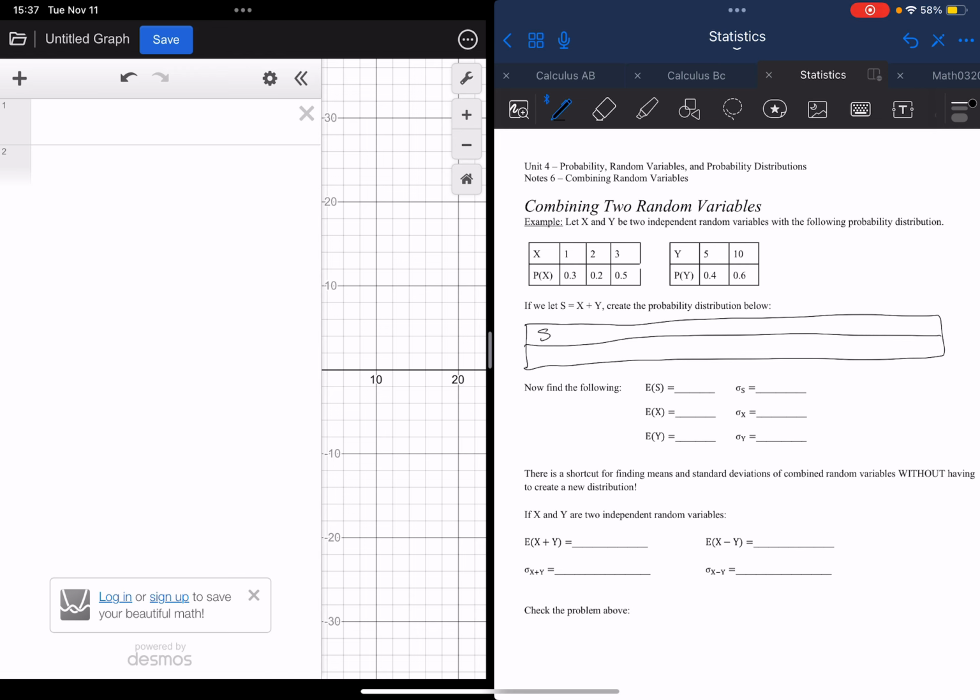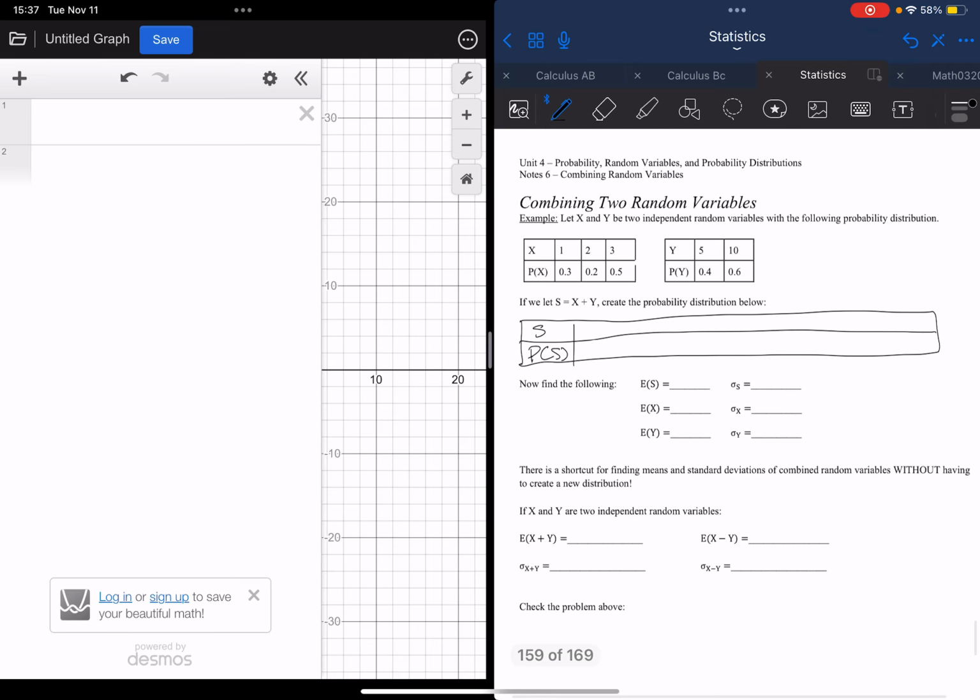And I have S and then the probability of S. Okay, so what we're doing here is we're going to add all of the X values to the Y values. So for example, we can do 1 plus 5, and then 1 plus 10, 2 plus 5, 2 plus 10, and then lastly 3 plus 5, and 3 plus 10. So that gives us 6, 7, 8, 11, 12, 13.